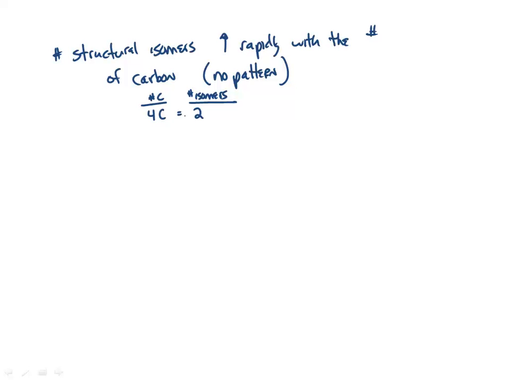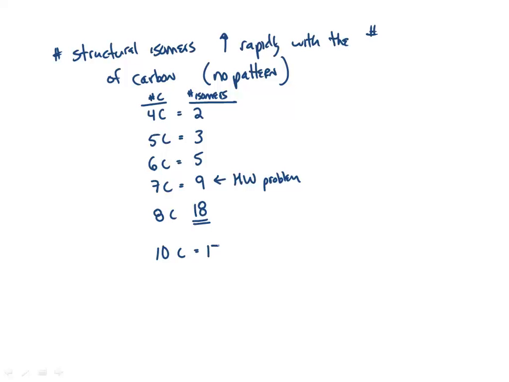So if I have 4 carbons, I've got 2. If I go to 5 carbons, I only get 1 more. 6 carbons, I get 5. 7 carbons, I'm up to 9. By the way, that's your homework problem, I'm pretty sure. So you'll have to come up with 9 of them. If I go to 8 carbons, here's where, gotta be honest, am I gonna ask one with 8 carbons on the test? That'd be 18 molecules you have to draw and name? Probably not. If we pop up to 10, we're up to 75.